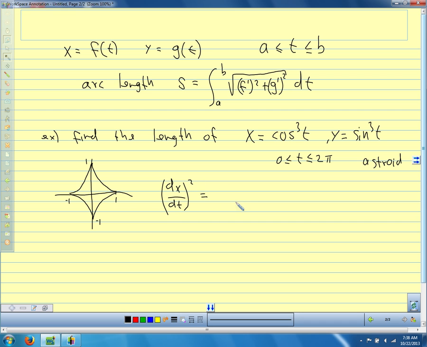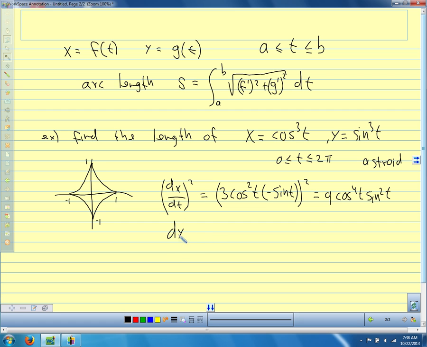So what is going to be the derivative of x with respect to t? I'll start us out: 3 cosine squared t times negative sine t, and we're going to square that. And when I square that all out, I get 9 cosine to the 4th t sine squared t. This is looking intimidating already.